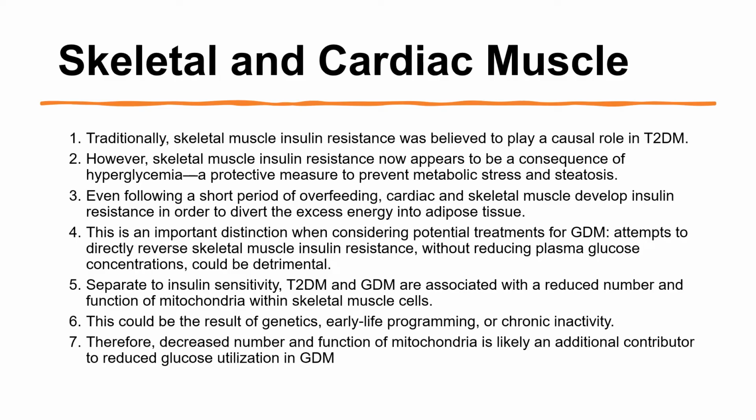This is an important distinction when considering potential treatment for GDM. Attempts to directly reverse skeletal muscle insulin resistance without reducing plasma glucose concentration could be detrimental. Separate to insulin sensitivity, type 2 diabetes mellitus and gestational diabetes mellitus are associated with a reduced number and function of mitochondria within skeletal muscle cells. This could be the result of genetics, early life programming, or chronic inactivity. Therefore, decreased number and function of mitochondria is likely an additional contributor to reduced glucose utilization in GDM.